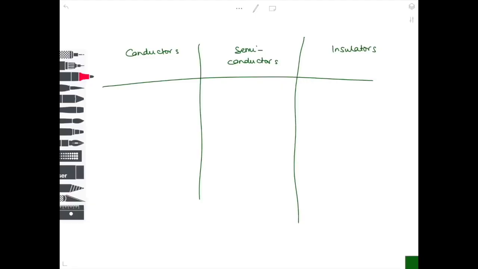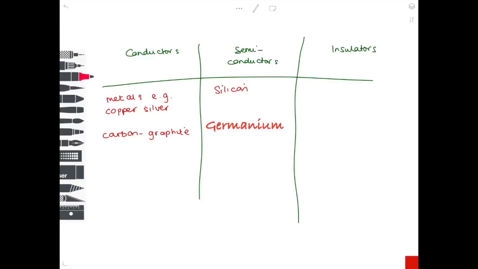Looking at objects which may or may not become charged. A conductor, first of all, is something which allows charge to flow freely around it. Your most common examples here are obviously going to be metals. So let's just list a couple, such as copper and silver. Carbon, in the form of graphite, is a good electrical conductor. From a semiconductor point of view, you're looking at silicon and germanium.